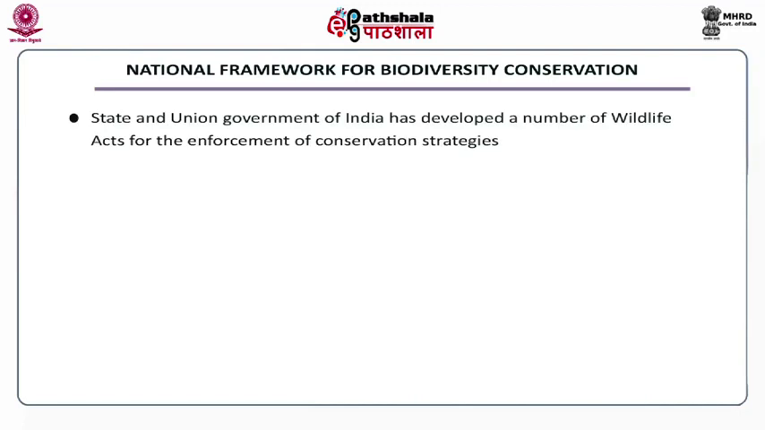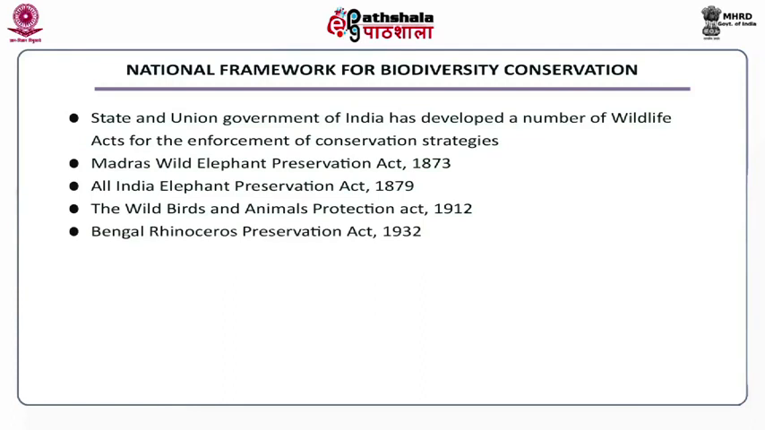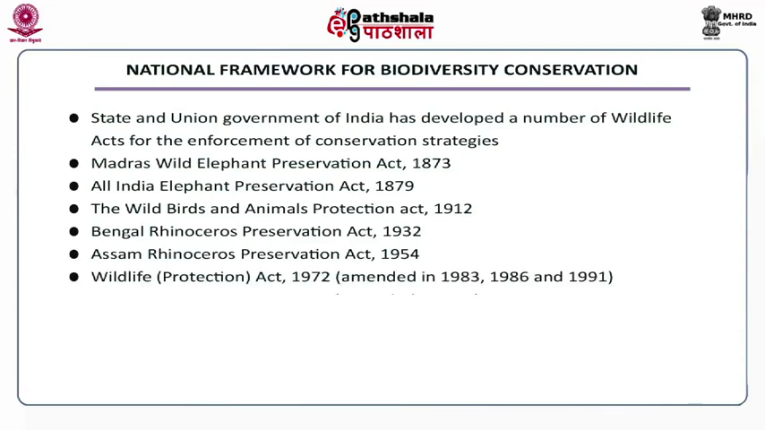State and Union Governments of India have developed a number of wildlife acts for the enforcement of conservation strategies. Madras Wildlife Elephant Preservation Act 1973, All India Elephant Preservation Act 1879, the Wild Birds and Animal Protection Act 1912, then Bengal Rhinoceros Preservation Act 1932, then Assam Rhinoceros Preservation Act 1954, then Wildlife Protection Act 1974, that has been amended several times in 1983, then 1986, then in 1991.